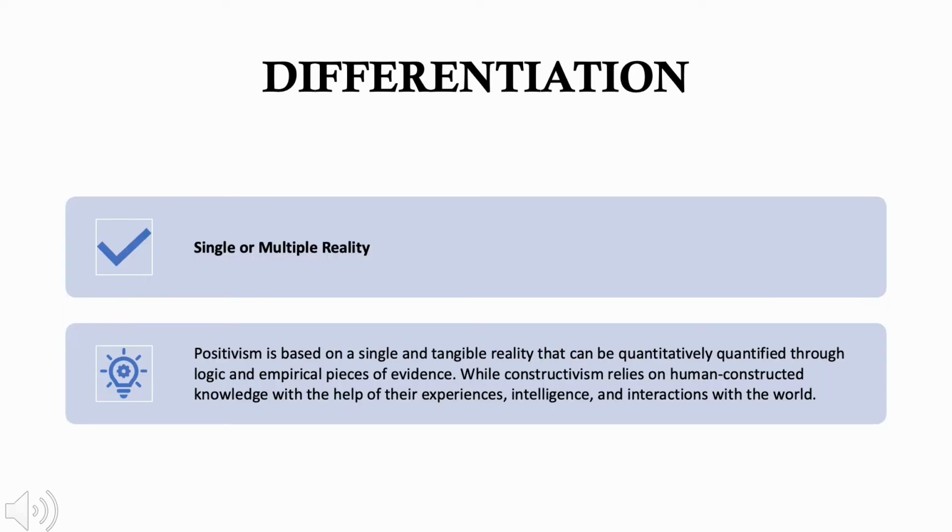When we talk about the differences between positivism and constructivism, the very first difference is about the realities. Positivism is based on a single and tangible reality, and it can be quantitatively measured through logical and empirical evidences, while constructivism relies on human constructed knowledge, and with the help of their experiences, intelligence, and interactions with the world, a research can be deduced.